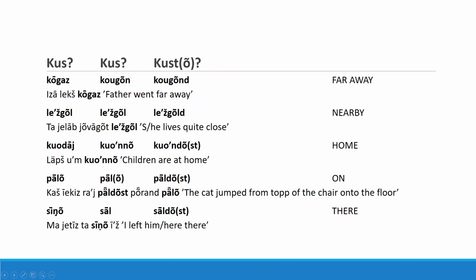Then here some others. In this slide, some of these are now just adverbs. So isa läks koogas, so far away. Kaugen, kaugen is far away. And now when you are coming from far away, so kaugend. So this is again this old dislocative nt, or what is visible here. And now nearby or near. So for example, ta elab Jõgeval.